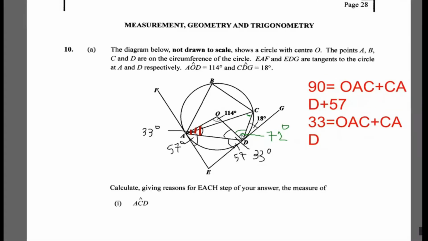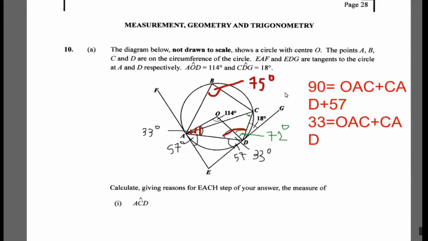So 33 is OAC plus CAD. And I know that opposite angles in a cyclic quad are 180. So these two angles, the 33 plus the 72, give you 105, and so this angle at B is going to be 75. Opposite angles in a cyclic quad are 180.